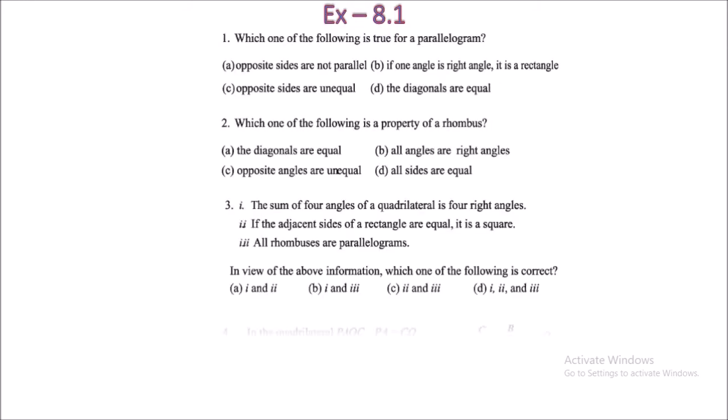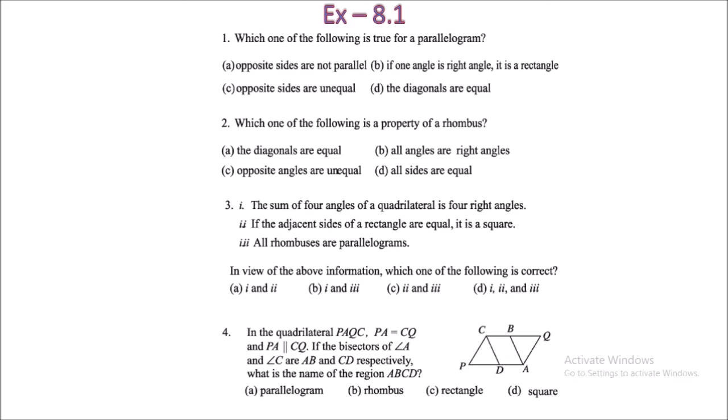Now we are going to solve a few MCQs of exercise 8.1. Which one of the following is true for the parallelogram? You can see from here, opposite sides are not parallel. It's not possible, it's wrong. If one angle is a right angle, then it is a rectangle, so it is true.